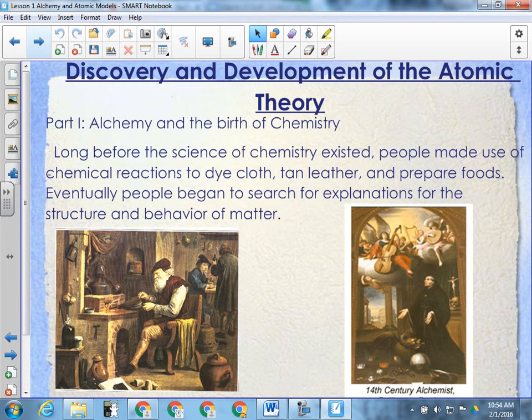That said, they still discovered a lot of important things about the behavior of matter. And a lot of that carried over when the scientific method was developed. And a lot of that was used to build the fledgling science that became chemistry.